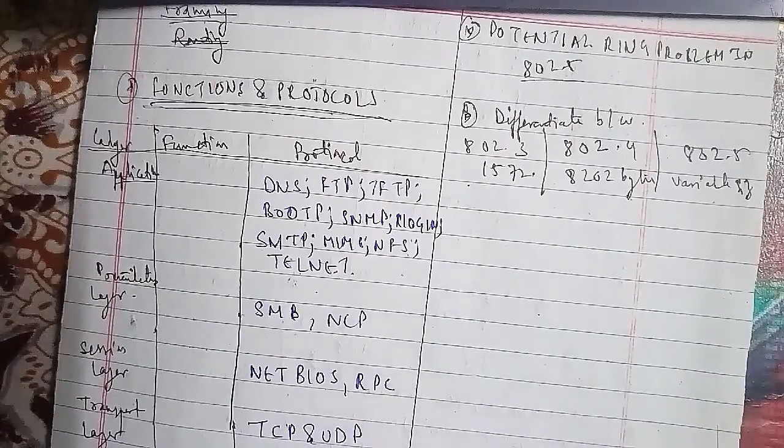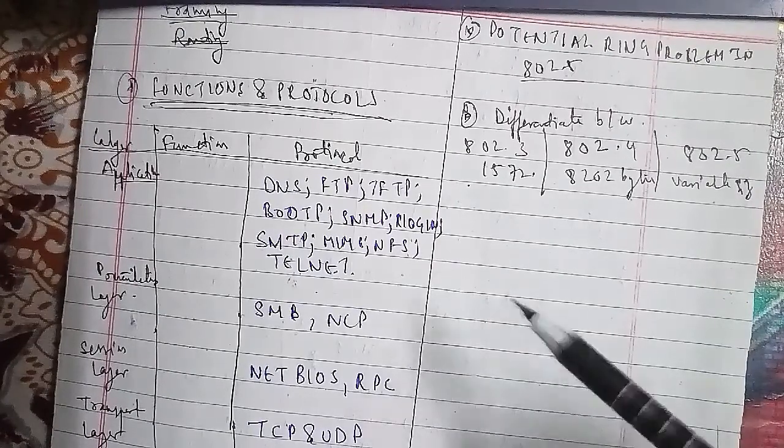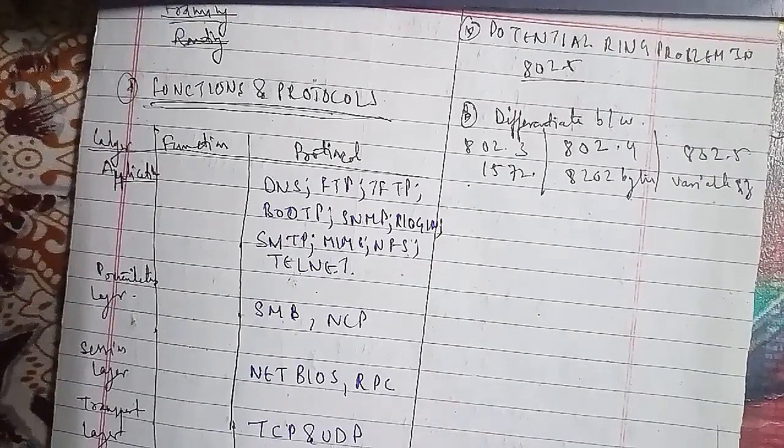In this, that is, it also refers to Wi-Fi. It provides 11 Mbps transmission in the 2.4 gigahertz band, and 802.11b uses only direct sequence spread spectrum.